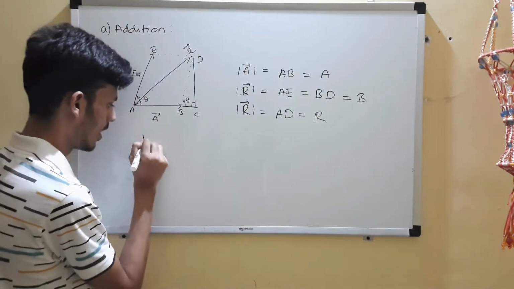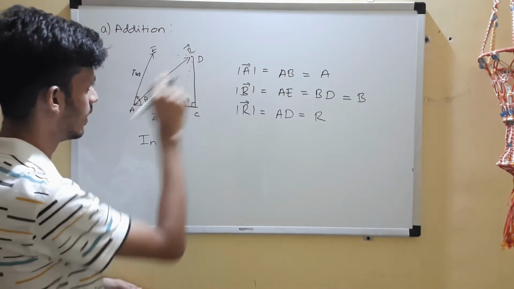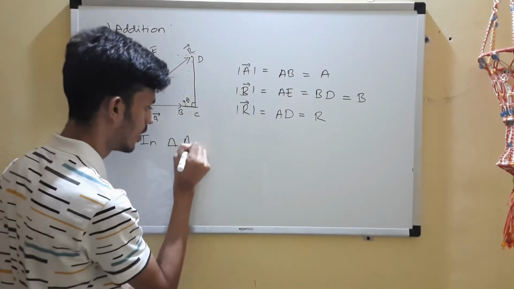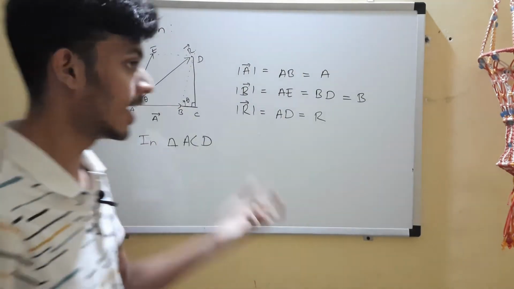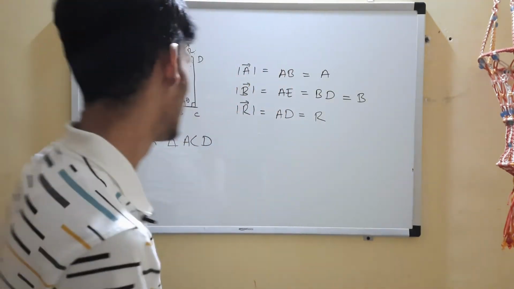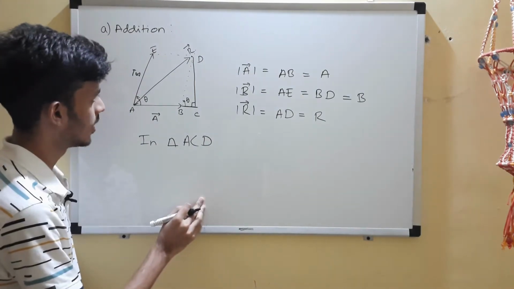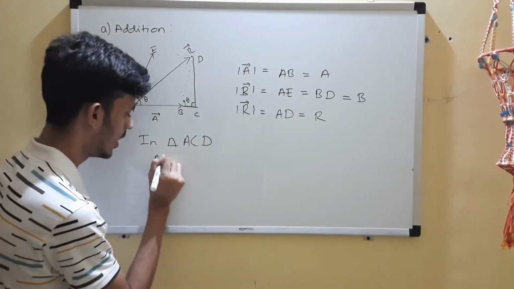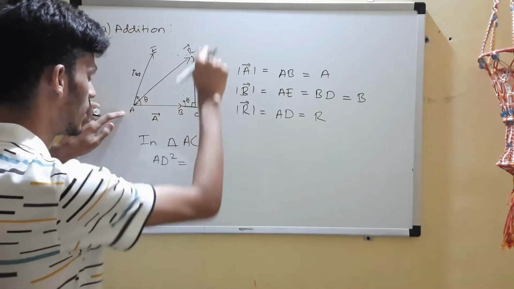Now you come to this triangle. Focus on the triangle that I'm writing. In triangle ACD, can you see that it is a right angle triangle? For a right angle triangle, what is the first thing that strikes you? Write the Pythagoras theorem. So how will you write that? AD square is equal to AC square plus CD square.